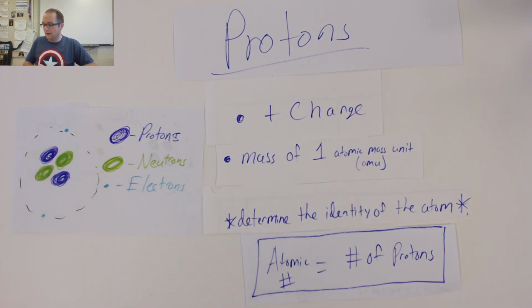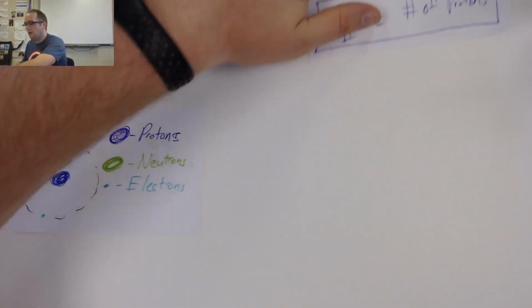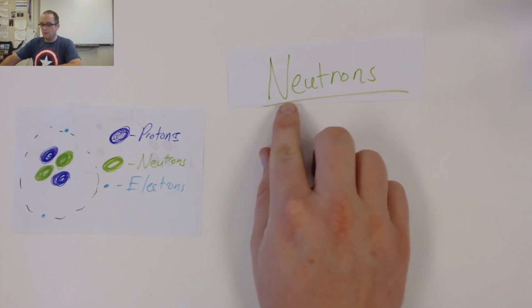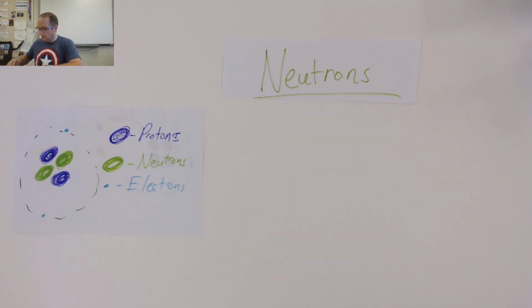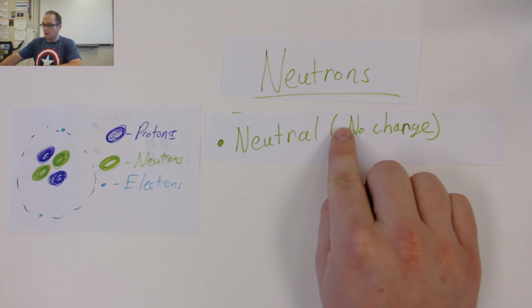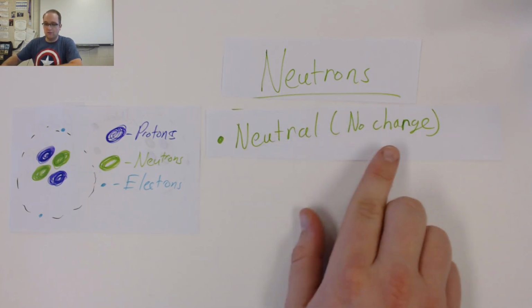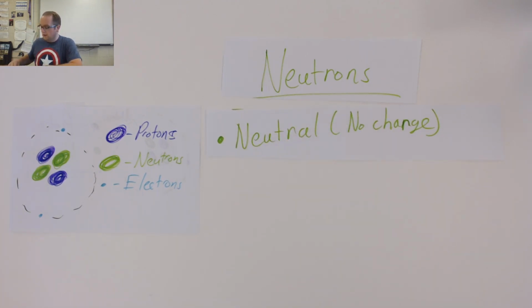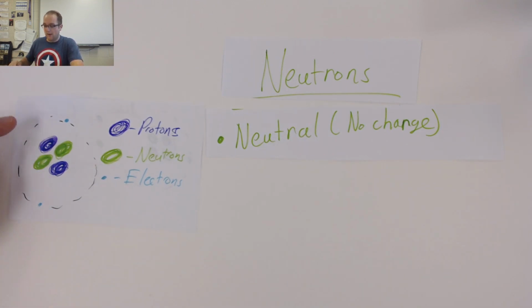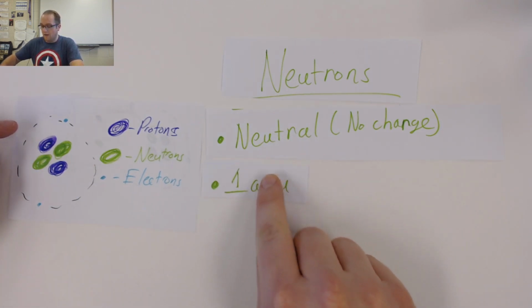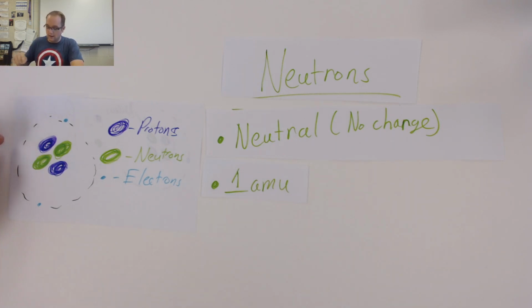So let's take a look then at neutrons. These guys have some similarities, but their first big difference comes in their charge. So neutrons comes from the word neutral, meaning that these guys have no positive or negative charges. They are neutral. Now, just like protons, you notice in my drawing, they're about the same size. That means that they're going to have about the same mass of 1 atomic mass unit.